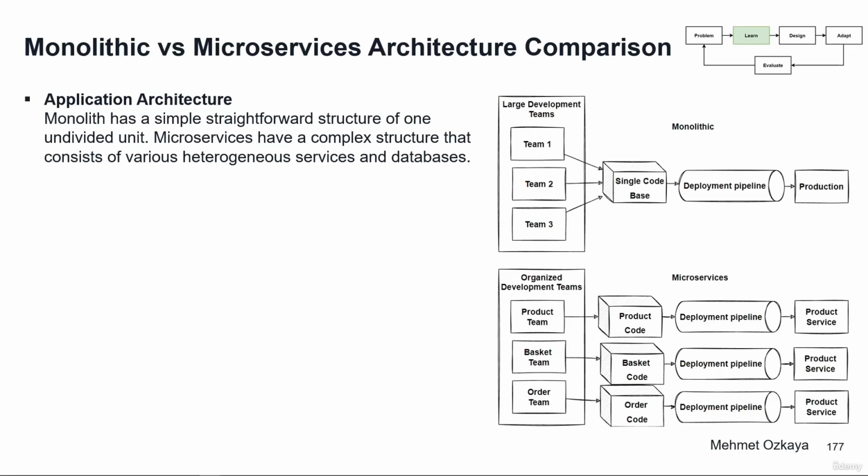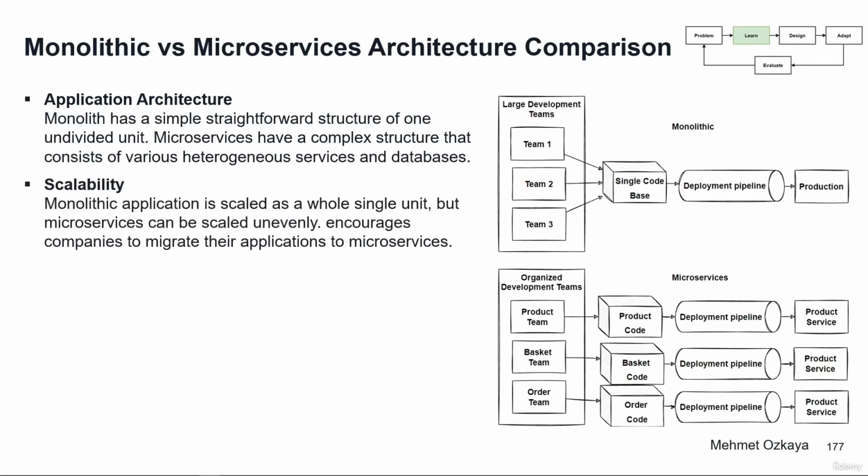The first comparison is application architecture. Monolithic has a simple, straightforward structure of one undivided unit, but microservices have a complex structure that consists of various heterogeneous services and databases. The second comparison is scalability. A monolithic application is scaled as a whole single unit, but microservices can be scaled independently, and this will save business and development teams a lot of time and resources. This difference between monolithic and microservices encourages companies to migrate their rapidly growing applications to microservices in order to drive agility and enable a more cost-effective approach to development.